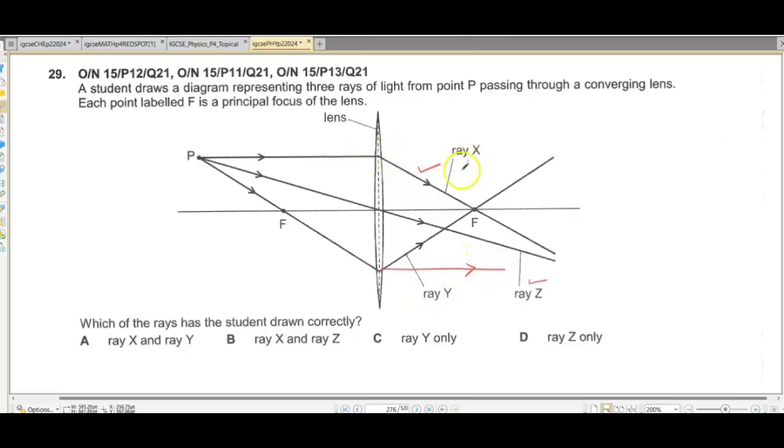Actually, ray X and ray Y are supposed to be reciprocals of each other. One was parallel to the principal axis before it passed through the lens, and it passed through the focal point after passing through the lens. And the ray that actually passes through the focal point of the lens before passing through the lens goes straight ahead. It gets parallel to the principal axis after passing through the lens. So this is not correct. Ray X and ray Z are the options that are correct. So B is the correct option.